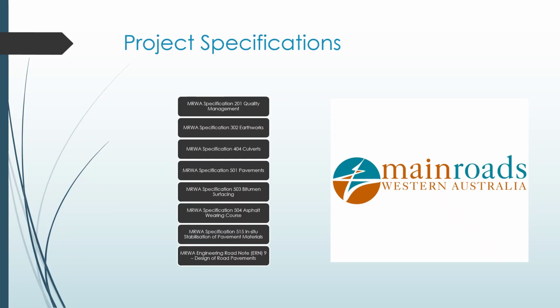Being in regional WA, the project specifications will relate to Main Roads Western Australia specifications. The specifications are up there on the screen, with several applying, being quality management, earthworks, culverts, pavements, bitumen surfacing, asphalt wearing course, in situ stabilisation, and the design of road pavements.